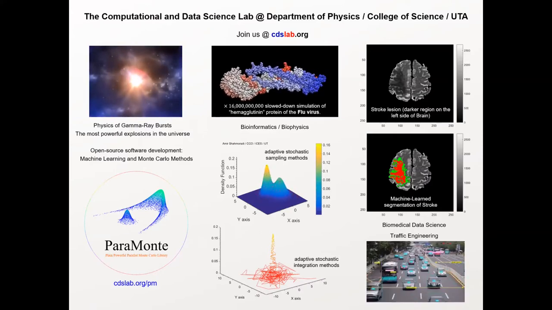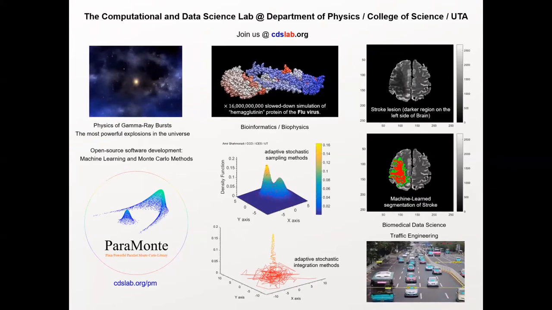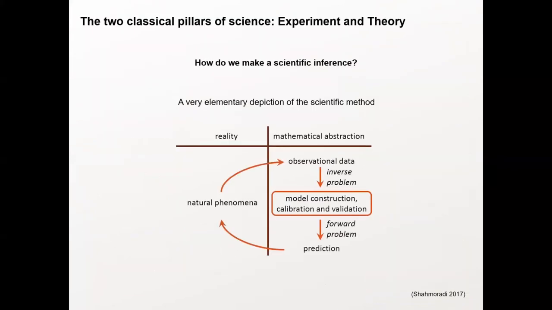But before I go into the details of the package, I want to give the audience a very broad review of what scientific inference is about. So I'm going to begin with a very simple question. How do we make a scientific inference? Here is a very elementary depiction of the scientific method. On the left-hand side, we have the reality in which natural phenomena occur. On the right-hand side, we have the mathematical abstraction. Hopefully you see my mouse pointer. If you don't, let me know.